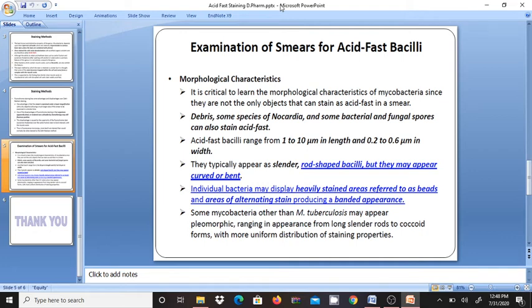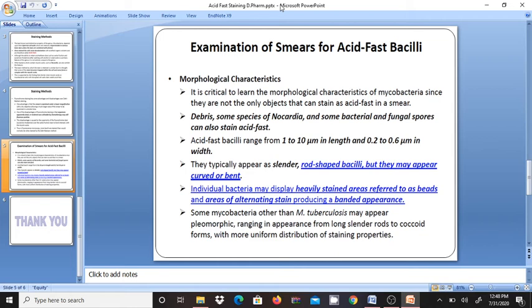Acid-fast bacilli range from 1 to 10 micrometers in length and 0.2 to 0.6 micrometers in width. They typically appear as slender, rod-shaped bacilli, but they may appear curved or bent.